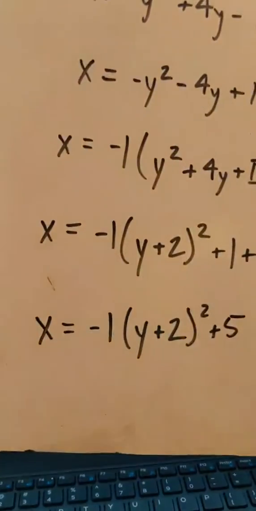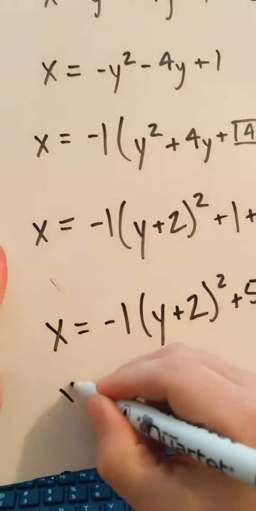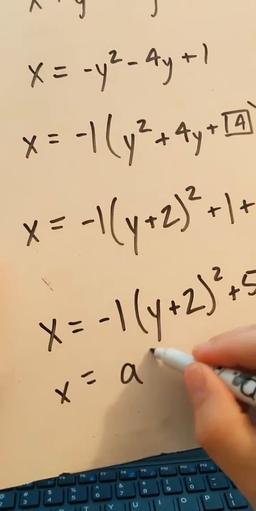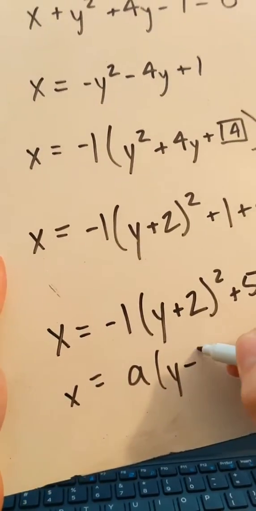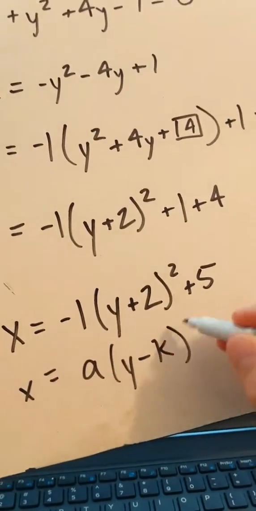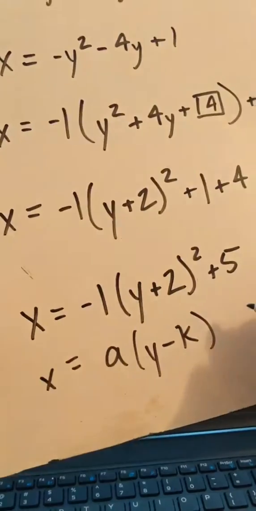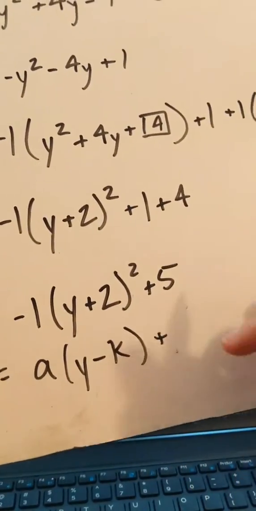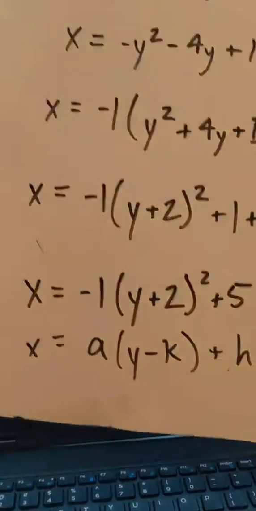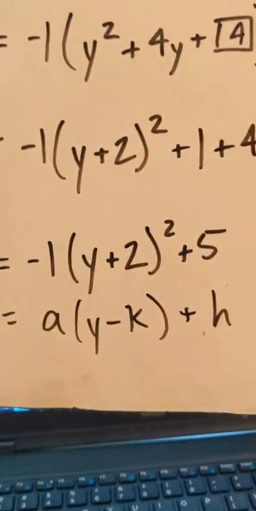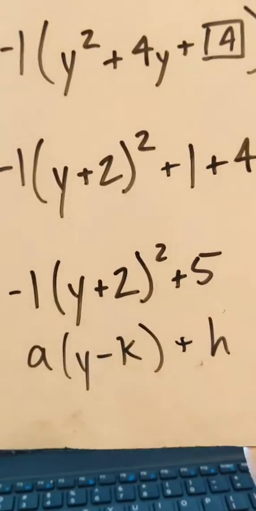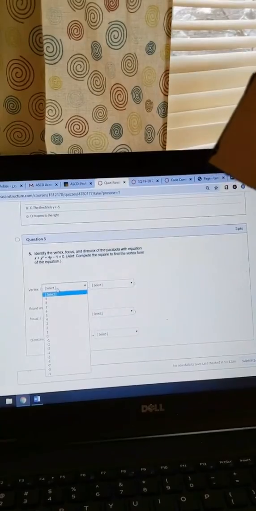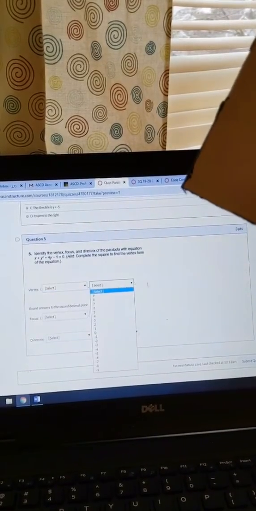So we got x equals a, which is -1, times (y minus k). So k would be -2 to make a +2, and then plus h, which is 5. Oh, I should put that here. Okay, so our vertex should be at (h, k). H is 5, k would be -2. Are those choices? Yep and yep.